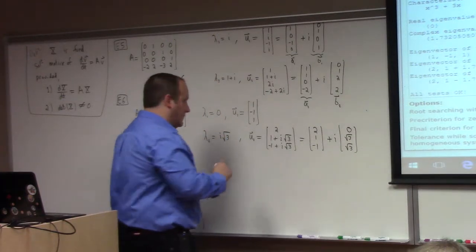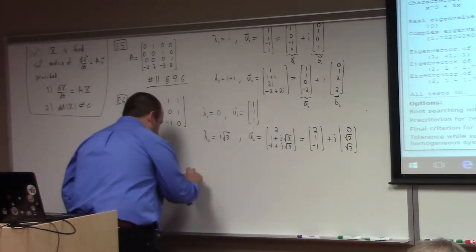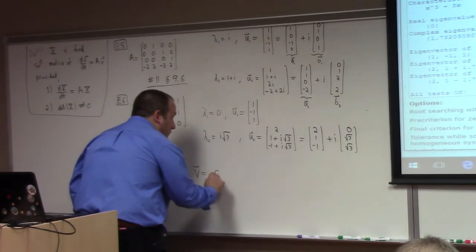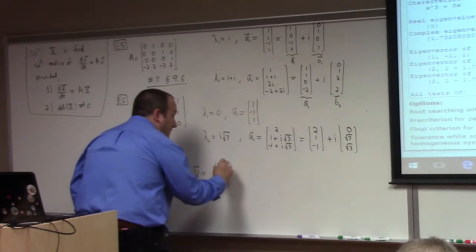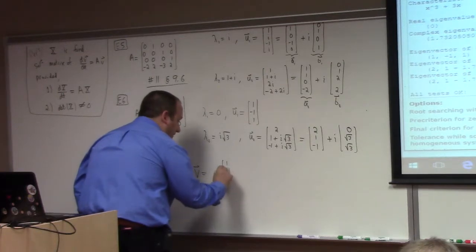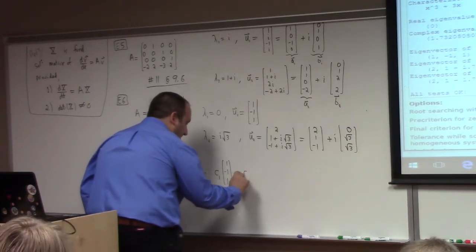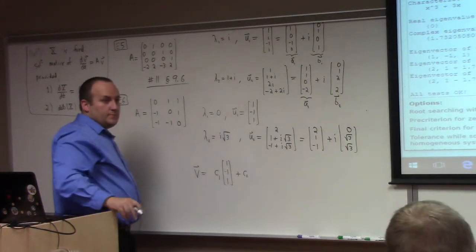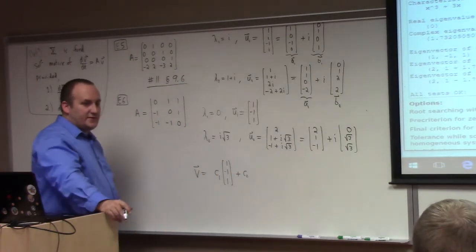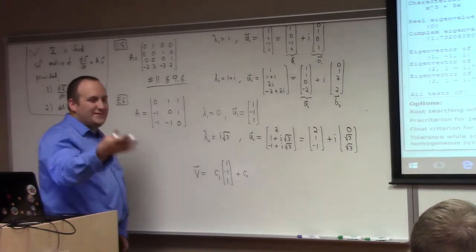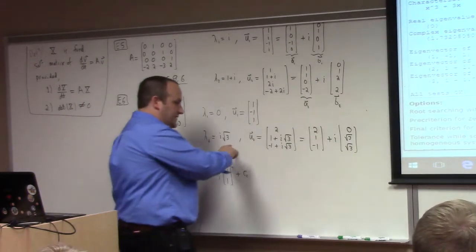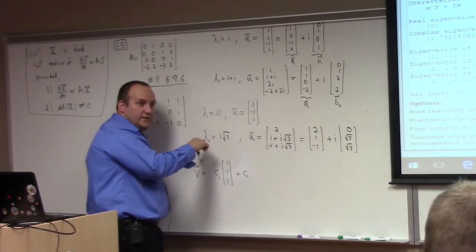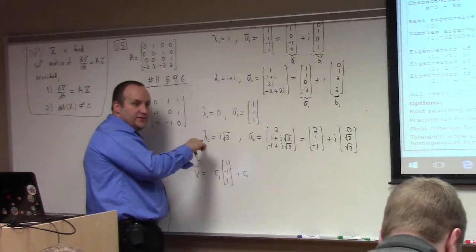So far so good? All right, so what's the solution then? The solution is C1 times 1, minus 1, 1. Where's my e to the t term there? Right, lambda is 0, so e to the 0t is 1. Thank you. And then C2, and notice that this is pure imaginary, so we don't have an exponential term, we just have sines and cosines.